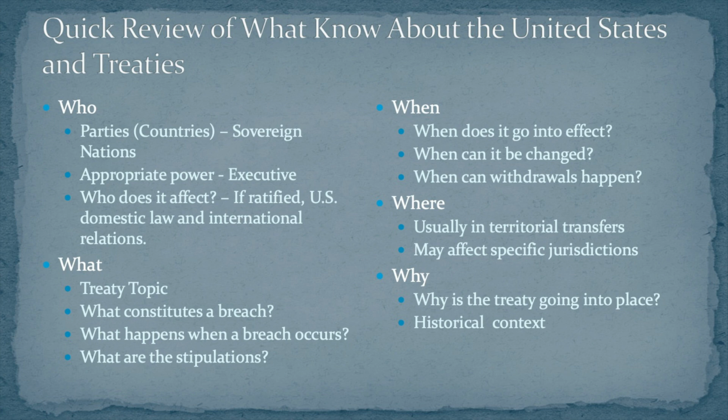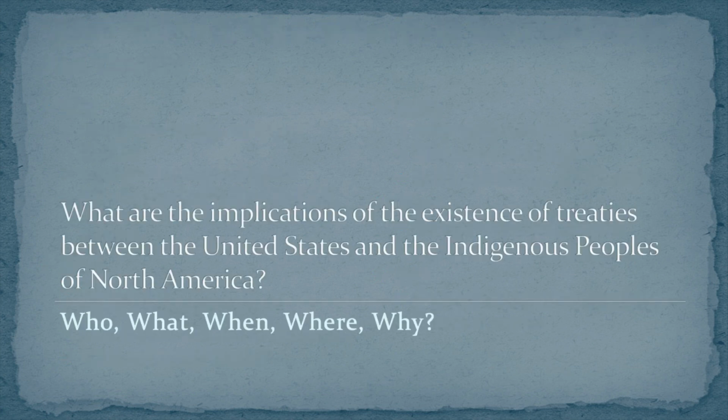Knowing what we know about regular treaties, what are the implications of the existence of treaties between the United States and the indigenous peoples of North America? If we think about that, who, what, when, where, and why. The first thing I'm going to say is that the United States considered originally the tribal peoples as independent sovereigns, right? Because if we think about who has the power to go into treaties in the international arena, it's between sovereigns. So that's the first part.